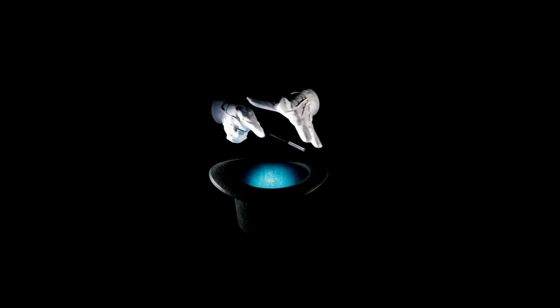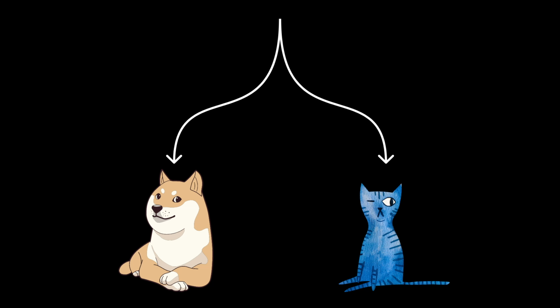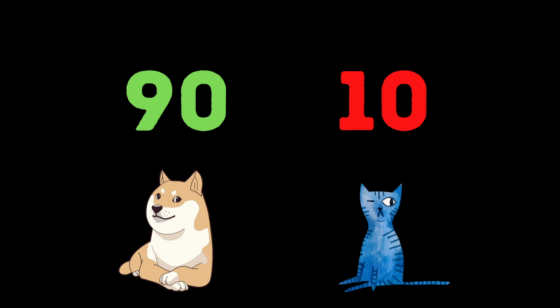There's a very simple trick you can use to deal with imbalanced classes when training a machine learning model. It's called class weighting. It works for binary and multi-class classification. Let's say we have a binary classification problem, like classifying dogs and cats, but we have 90 pictures of dogs and only 10 pictures of cats.